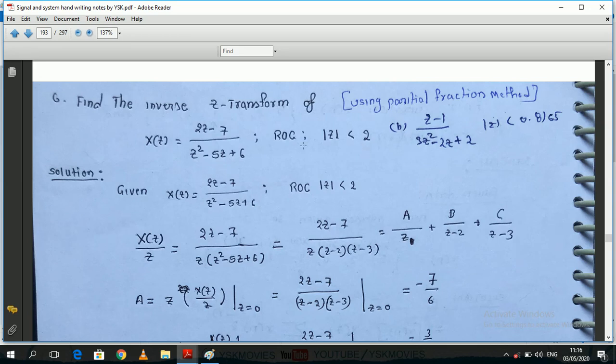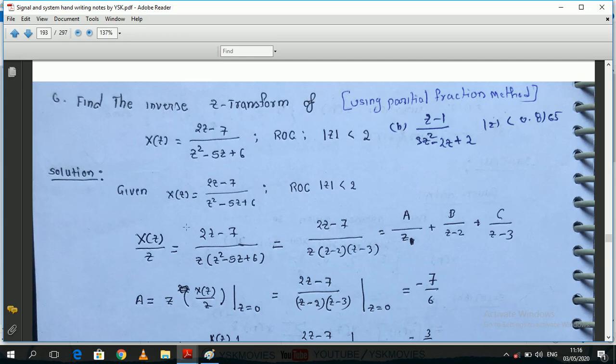So how can you find the n domain from the Z transform by using the partial fraction method? We have 3 methods: long division method, partial fraction method, and residue method. But now I am discussing the partial fraction method. So x of z is equal to 2z minus 7 by z square minus 5z plus 6. ROC is modulus z less than 2.